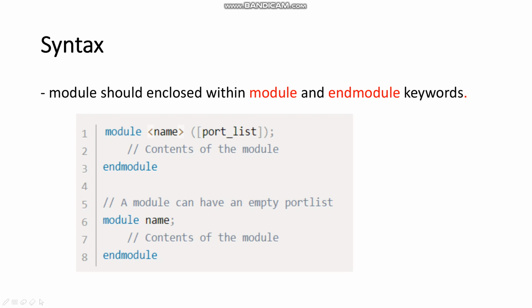So what is the port list here? The port list means the inputs and outputs you are taking. This is called the port list. Sometimes we can create a module without a port list also, with only the module keyword and the module name you are taking, and you should end with the endmodule keyword.